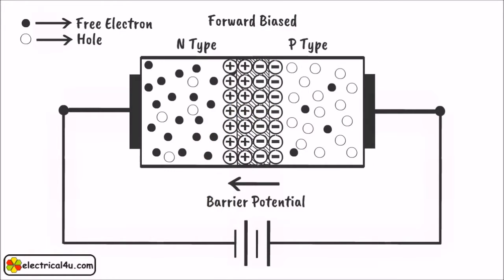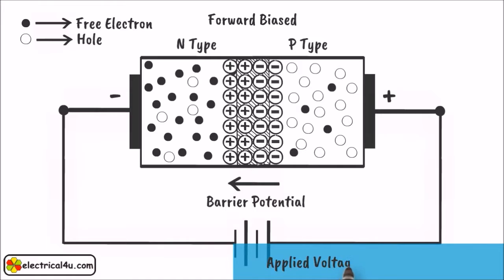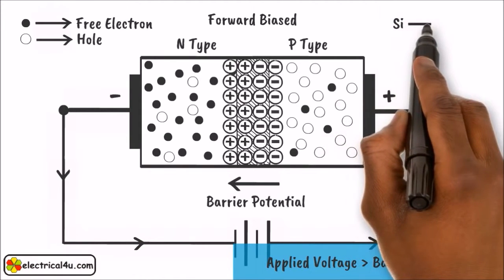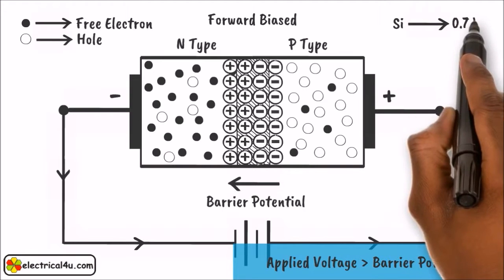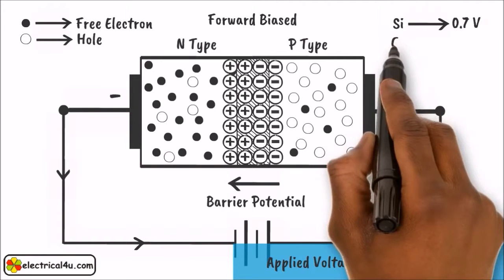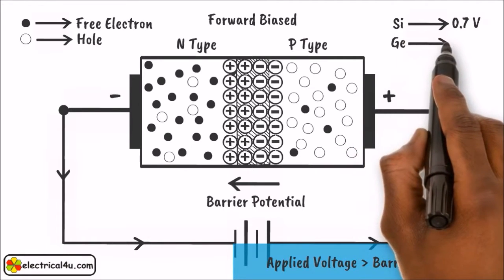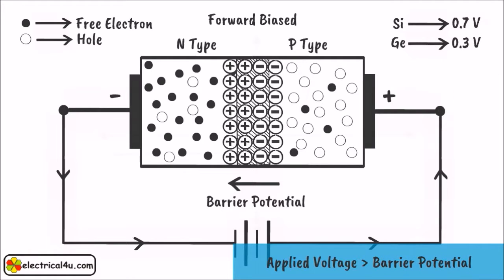We already said that there is a barrier potential across the junction. This barrier potential acts in the opposite direction of the forward applied voltage. So, there is no forward current through the diode unless the magnitude of the applied voltage becomes more than that of the barrier potential. This voltage we refer to as the forward biased voltage. For silicon, the forward biased voltage is 0.7 volts. For germanium, the forward biased voltage is 0.3 volts.